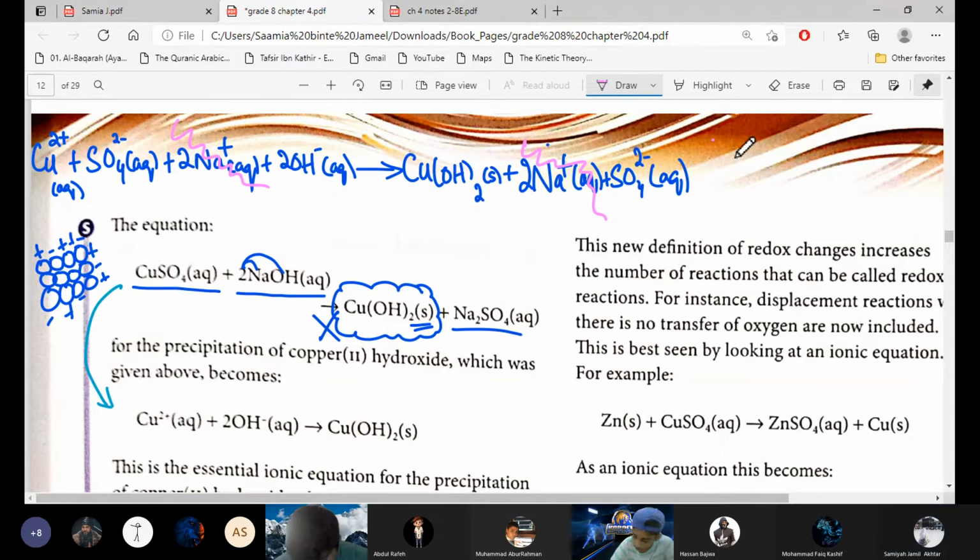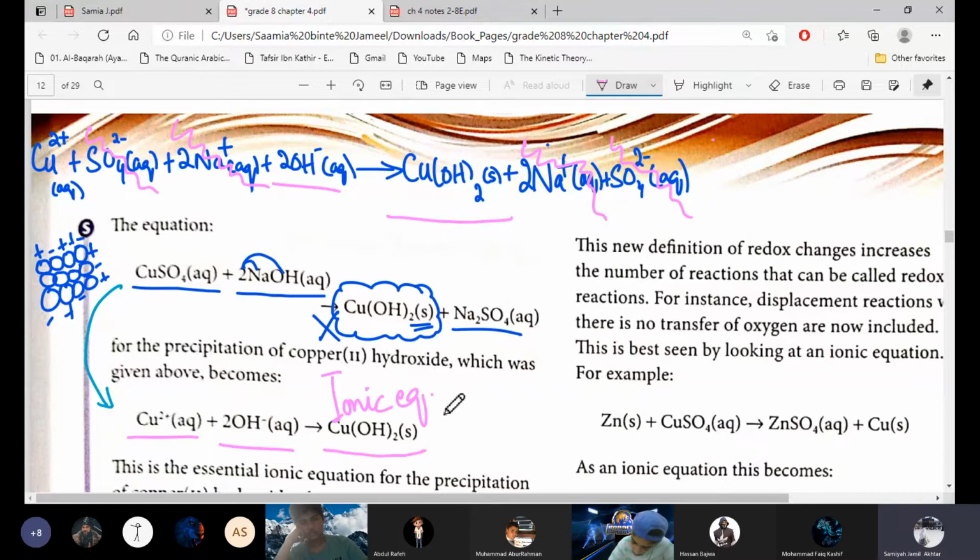And sulfate. Good, sulfate ions. Sulfate ions are the same on both sides, aqueous, aqueous. Then the rest of the thing we'll write down. This copper 2 plus will come down, copper 2 plus, 2OH negative, aqueous. Cu(OH)2, solid, will come down as it is. So this will give us the ionic equation for the above reaction.